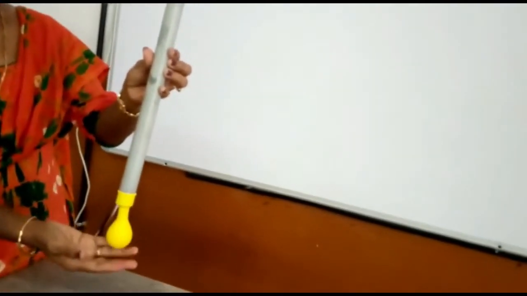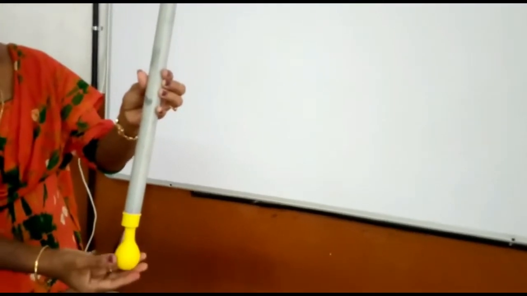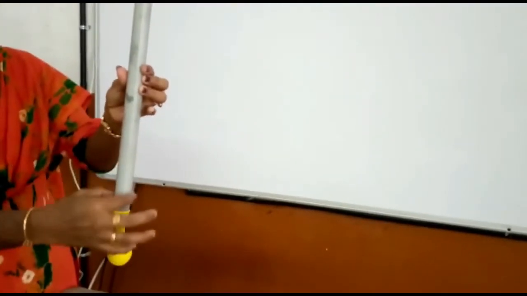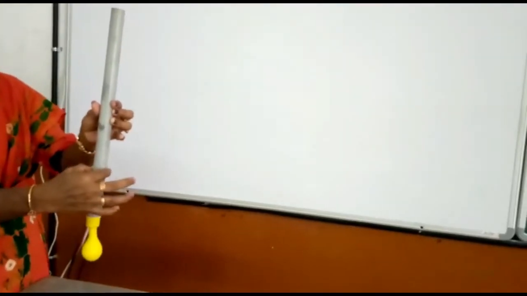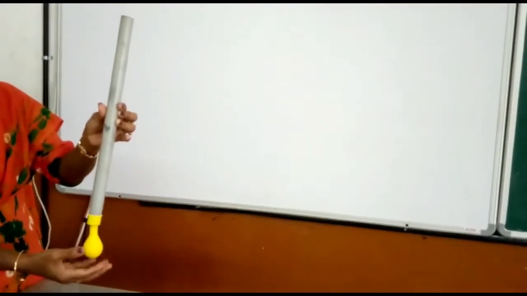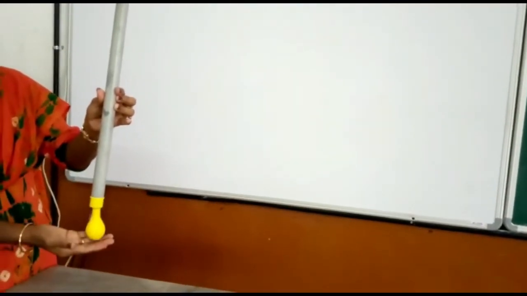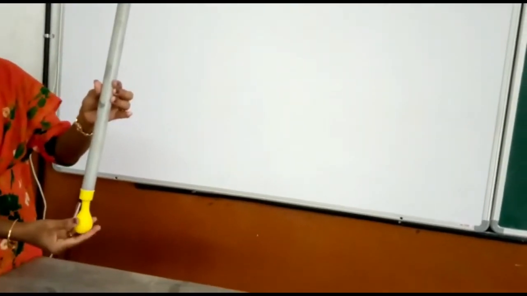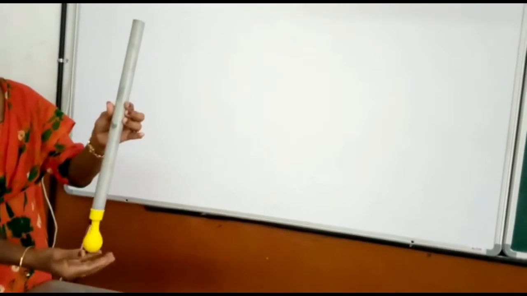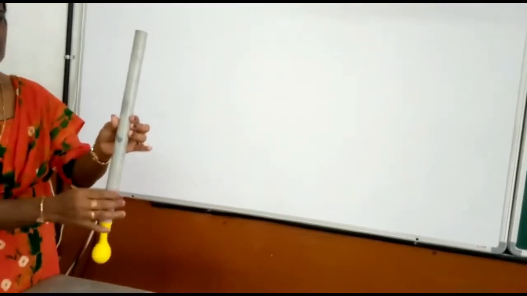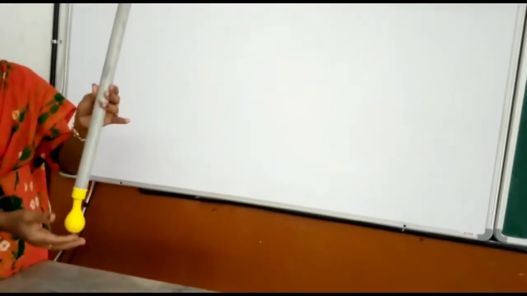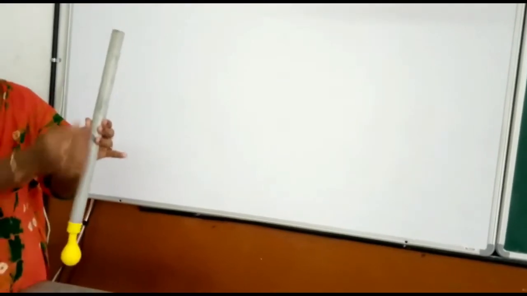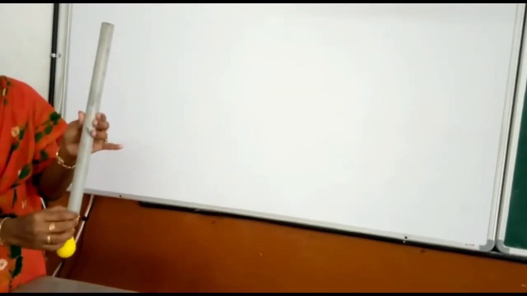That means when the height of the water column increases, the balloon bulges more. That means the pressure at the bottom increases. When the height of the water column decreases, when I pour only less water, you can see the bulge was less. So we can say that pressure increases with the height of the water column. When height increases, pressure increases. When height decreases, pressure decreases. So this activity proves that pressure at the bottom of a container depends upon the height of the water column.